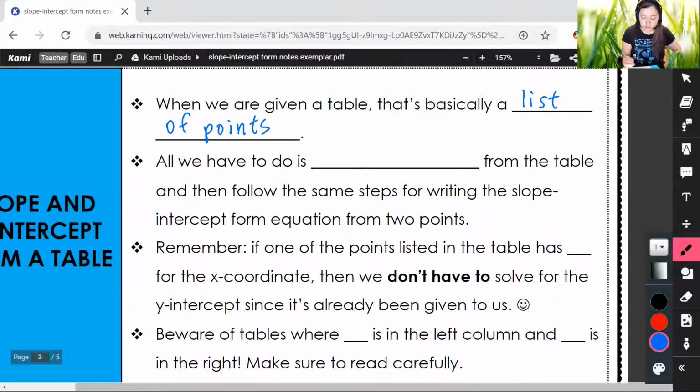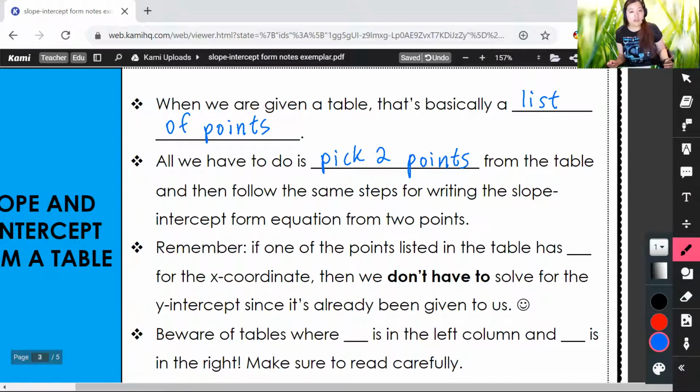So all we have to do is pick 2 points from the table, and then follow the same steps for writing the slope-intercept form equation from 2 points. So we're going to do exactly the same thing as we just did.